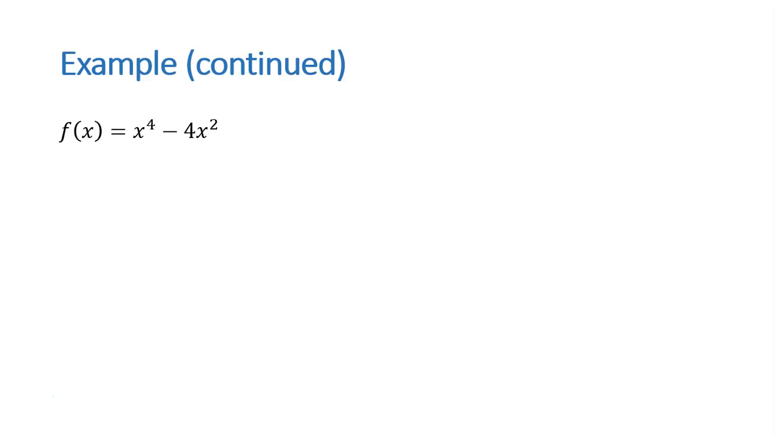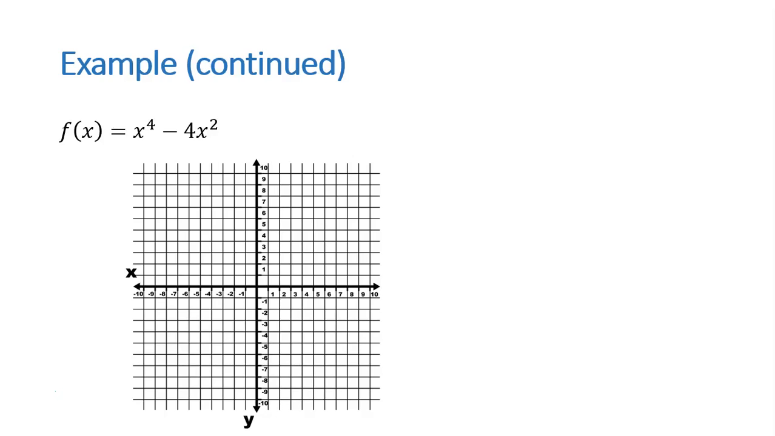So let's just add all those pieces to our graph. So we know that we're rising on the left, and we're also rising on the right. Our end behavior tells us that our tails are going to be pointing in the same direction, and in this case, they're going to be pointing upward. We have x-intercepts at negative 2, 0, and positive 2.